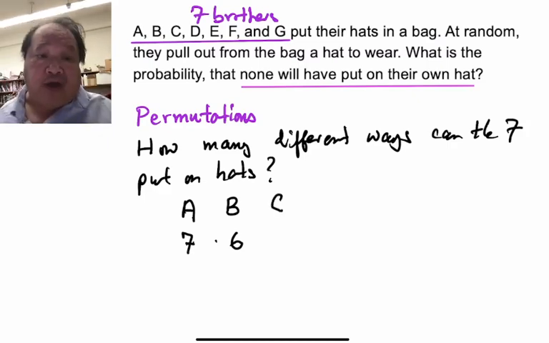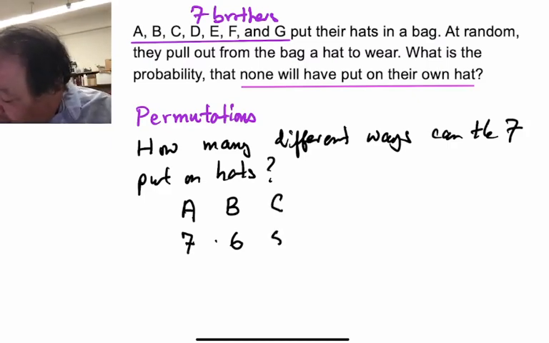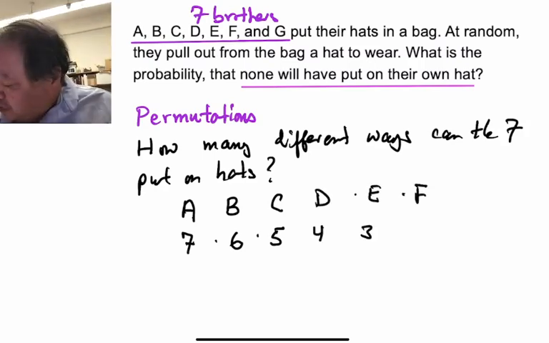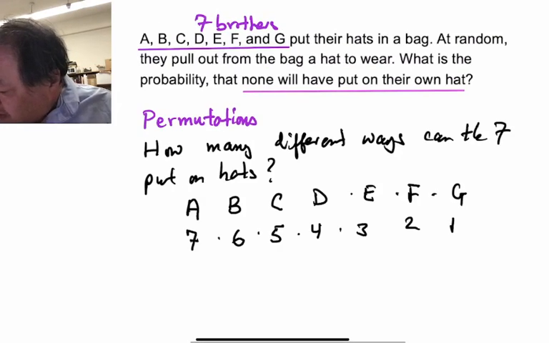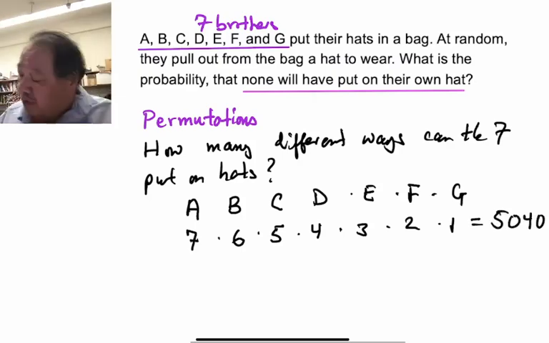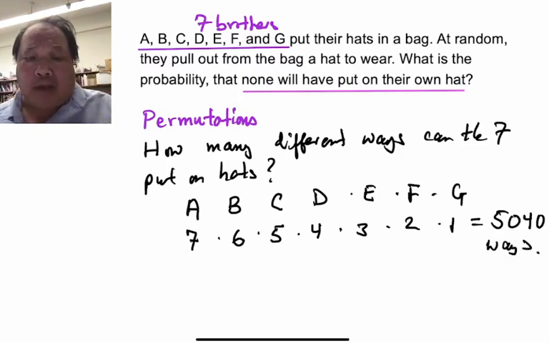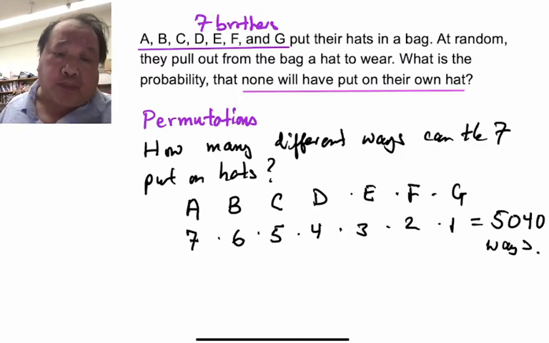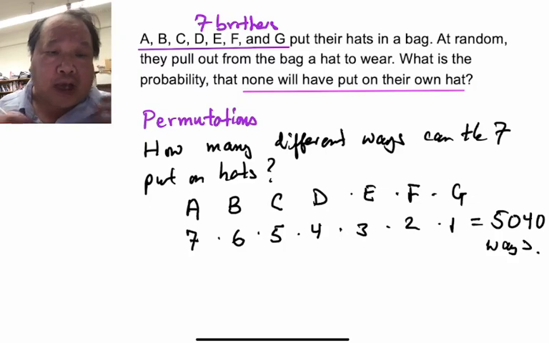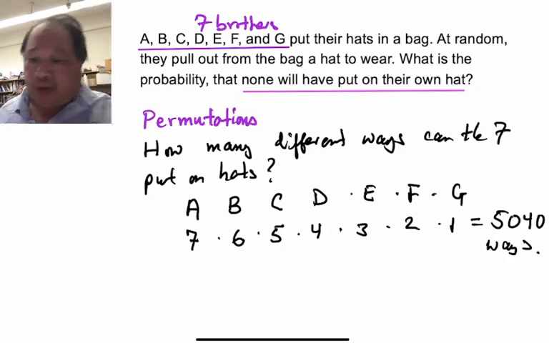C has only 5 hats to choose from, can put on any of 5. D can put any of 4, E any of 3, F any of 2, and G is left with 1 final hat. And when you multiply all those numbers together, it's 5,040 ways. There are a lot of ways to put on the 7 hats. But not in a lot of them, one of the brothers will put on their own hat. And we need to think about how can we express the brothers not putting on their own hats.